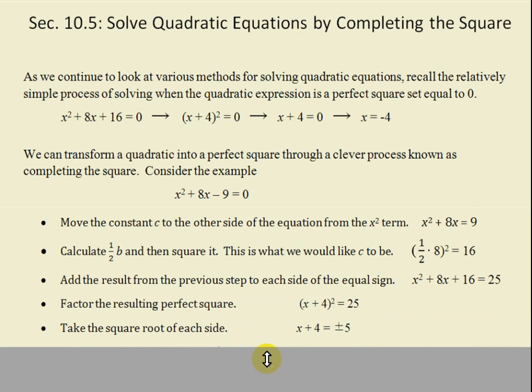Now we factor that because we already know this is a perfect square. We set it up to be a perfect square, so we factor that as x plus 4 squared, and then the right hand side we still have 25. Now take the square root of each side. So we have x plus 4, and then remember that when we take the square root of 25, we need both the positive and the negative square root. So we have plus or minus 5.